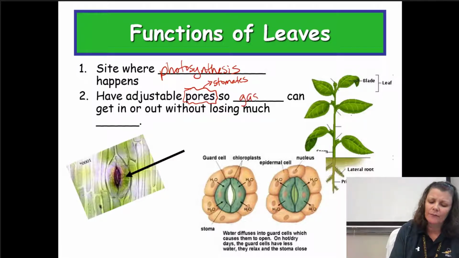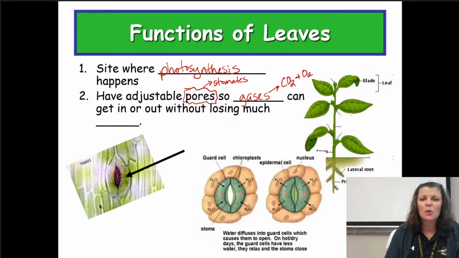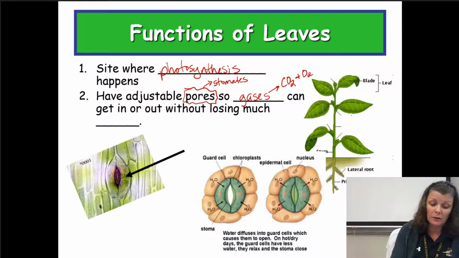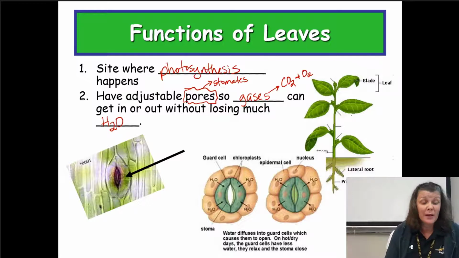So that what can get in or out? How about gases? Which gases? How about carbon dioxide and oxygen? Which one goes in? Which one comes out? Carbon dioxide goes in and oxygen comes out. And those gases can move in and out of the plant without losing much water. Do we lose some? Yeah, we do. But it's going to control how much is going to be lost and how much isn't.